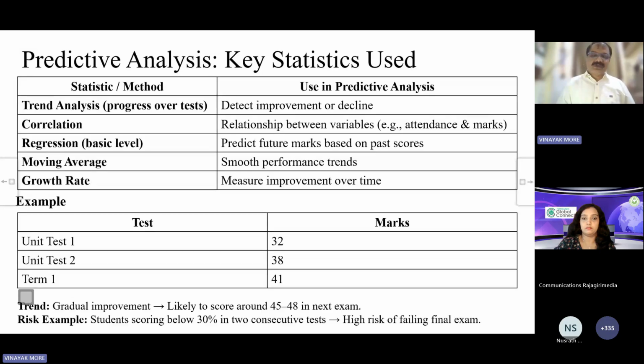You can find the correlation between his attendance and his achievement, or his achievement in one subject with another subject. So this correlation coefficient is also there. There is the Pearson correlation coefficient. Again, it's based on the standard deviation or other basic statistics. You can use that. And regression is again that part.